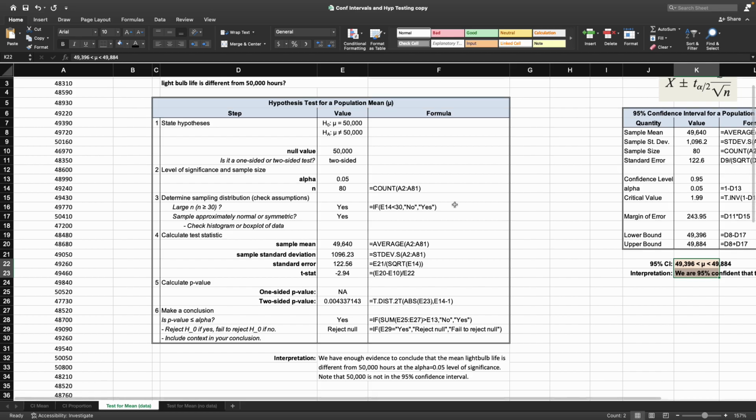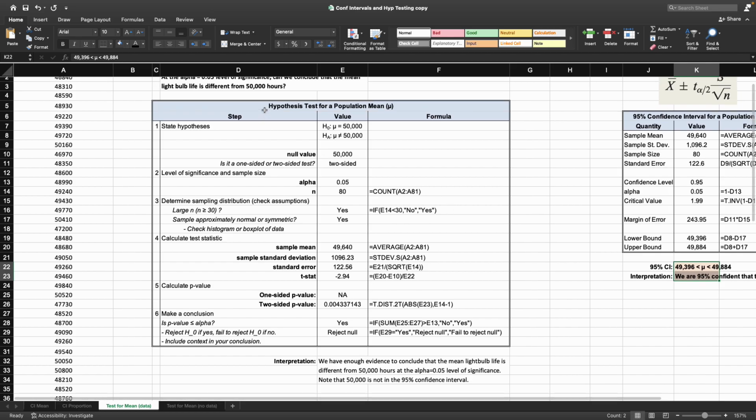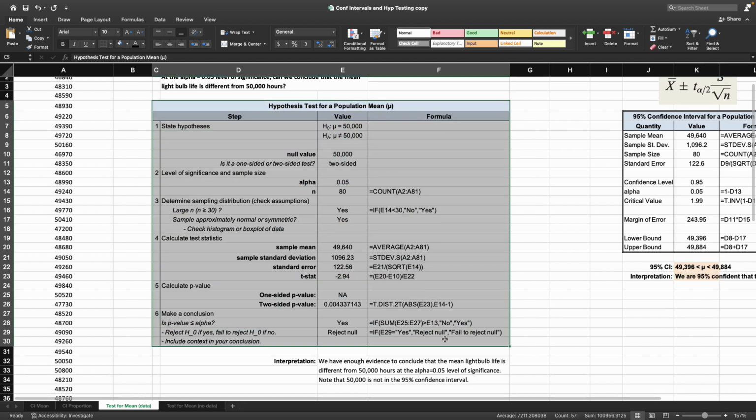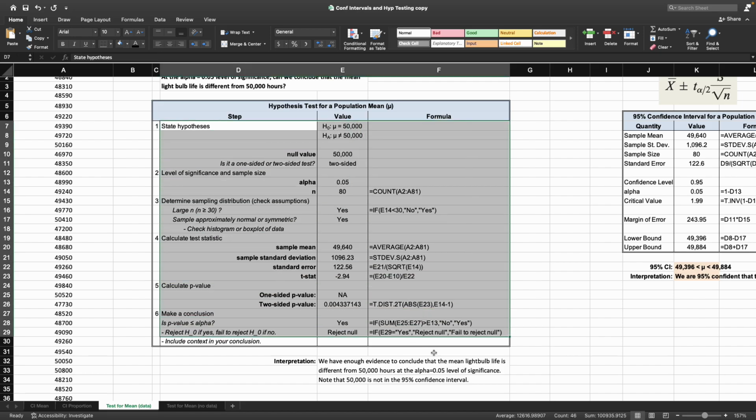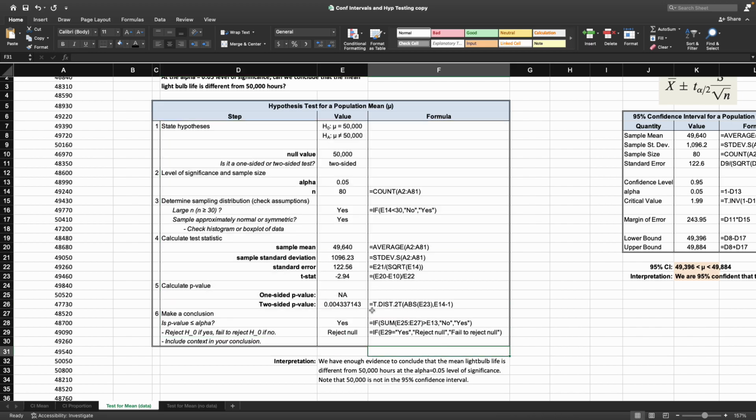Okay, and that's how we can go ahead and just do a hypothesis test using this table. And again, I'll have this template available so that you can just go ahead and plug in the new values and it'll automatically populate this for you. And we'll do another example in the next video to highlight that.